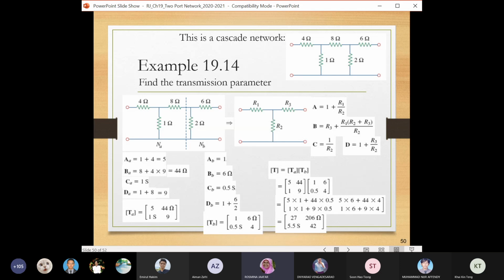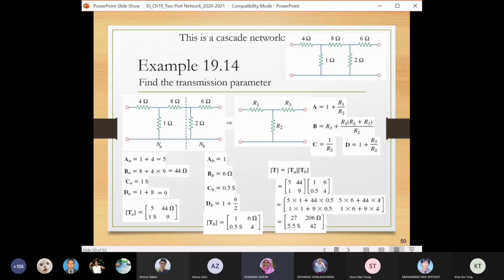This is how you do it in terms of cascade. But some students may want to convert into a delta network, summarize, and then convert, that's another way also. But the final answer would be the same. It depends on the question. If the question asks you to do transmission networks, or clearly states to solve the circuit using a certain method, you have to follow the instructions from the question.